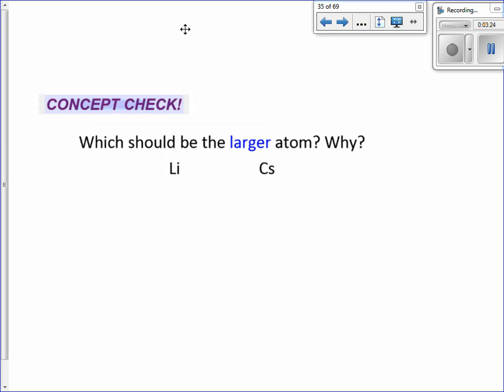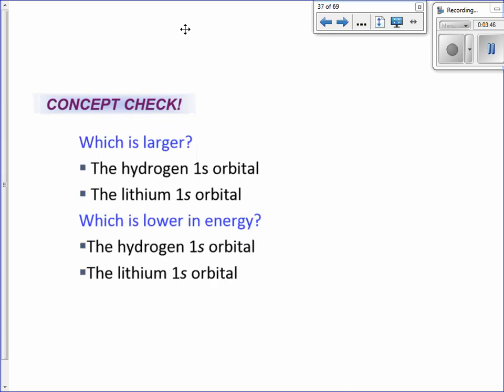Which should be the larger atom, lithium or cesium? Cesium. Cesium's in the same group, so it's kind of easy to tell there. So as you go down, you're adding more energy levels. You're going into the sixth energy level, so you have a lot more core electrons and you're a lot wider. So yes, cesium.